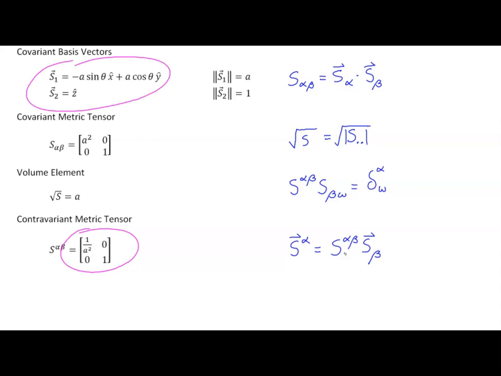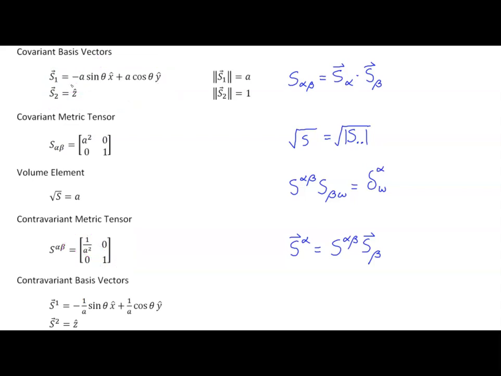So we're going to multiply each of the diagonal elements here by each of the basis vectors respectively, and we're going to get this. So we have this row right here multiplied by this term to give us this, and then we have this row multiplied by 1 to give us this. And that then is our contravariant basis vectors.